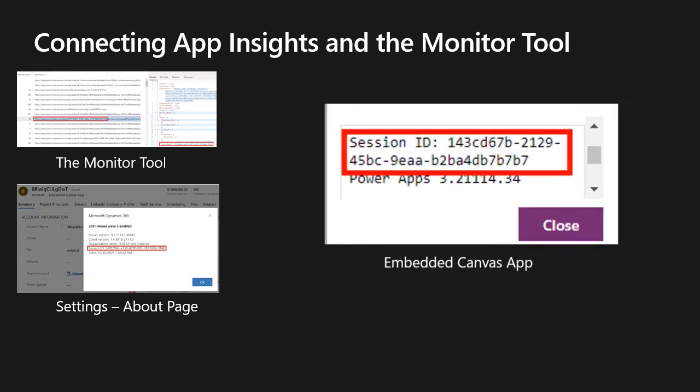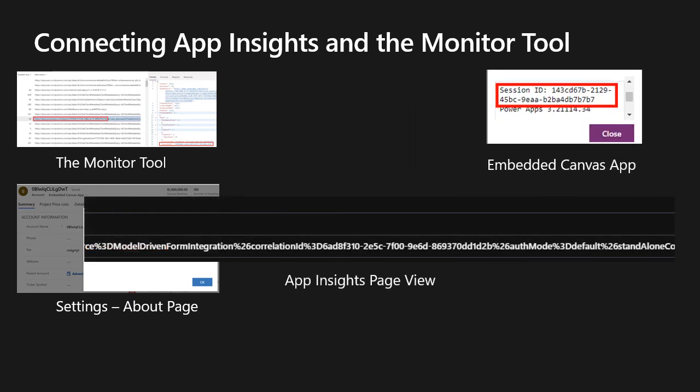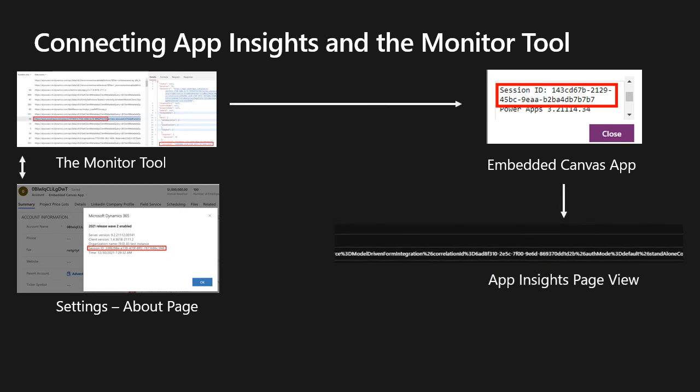Finally, we can use the App Insights page view record to get the correlating ID that you see here. Together, remember the Monitor Tool is going to show us the same session ID we see here on the About page, and it's going to give us the correlation ID that will tie to App Insights page view. If we have the embedded Canvas app on, that will also, with Monitor Tool, give us the session ID we need for App Insights.